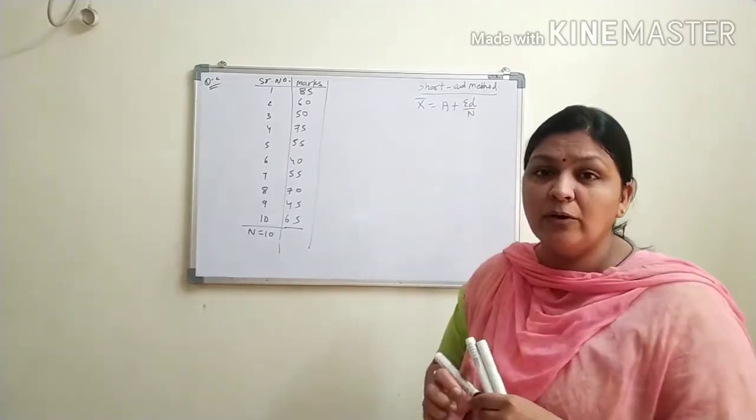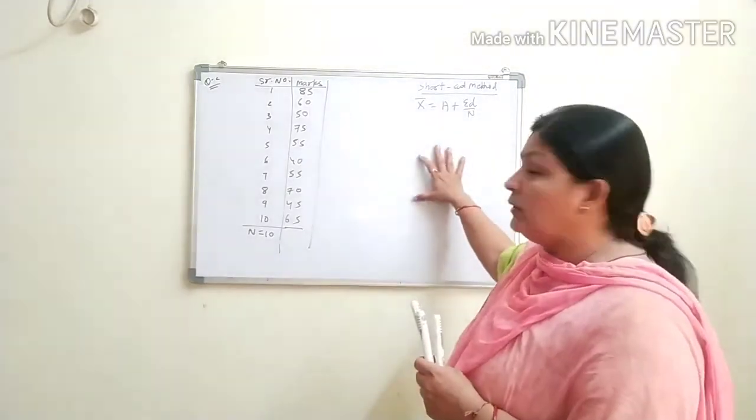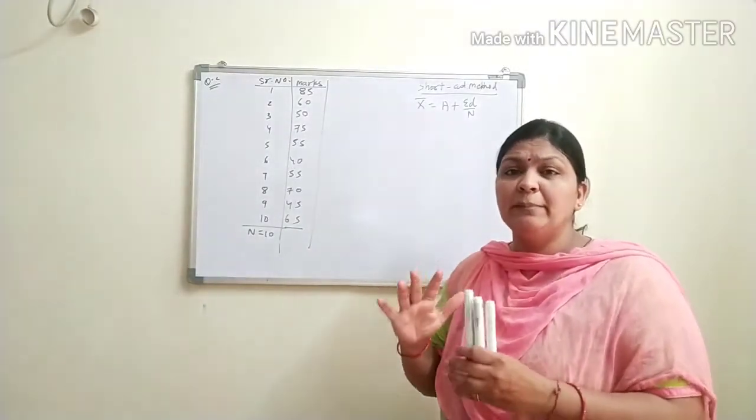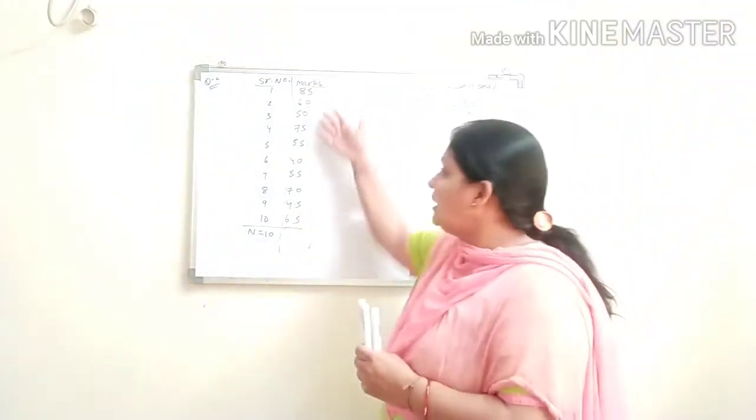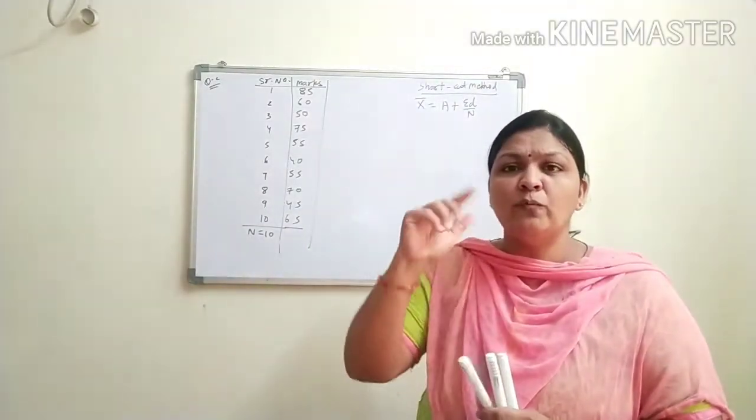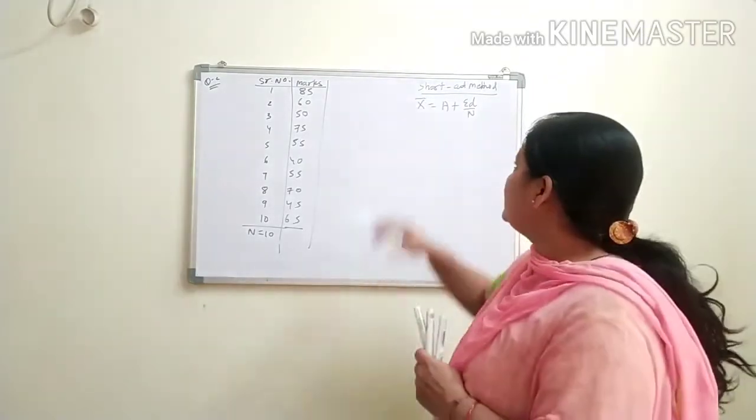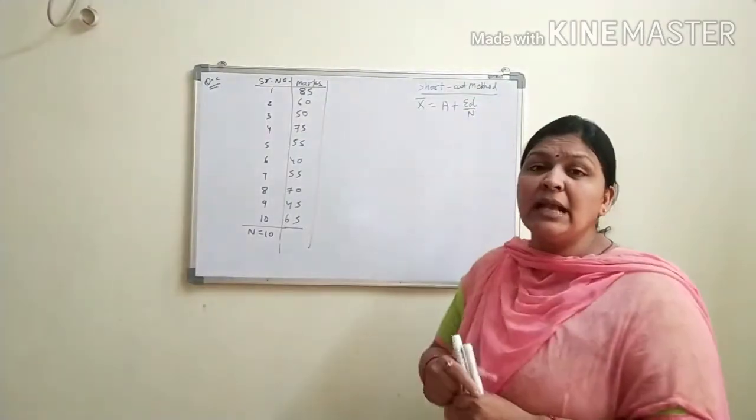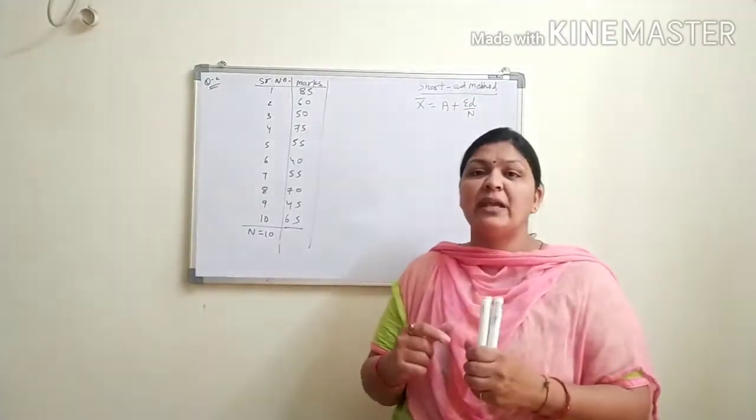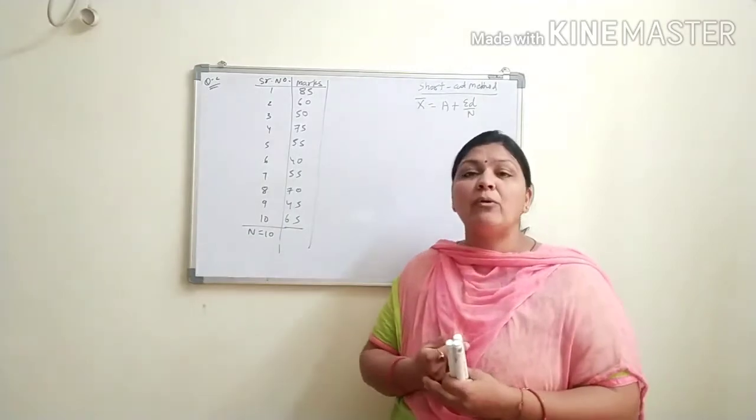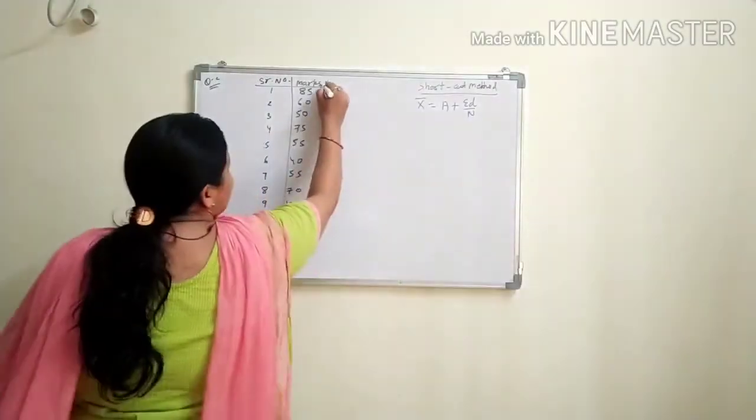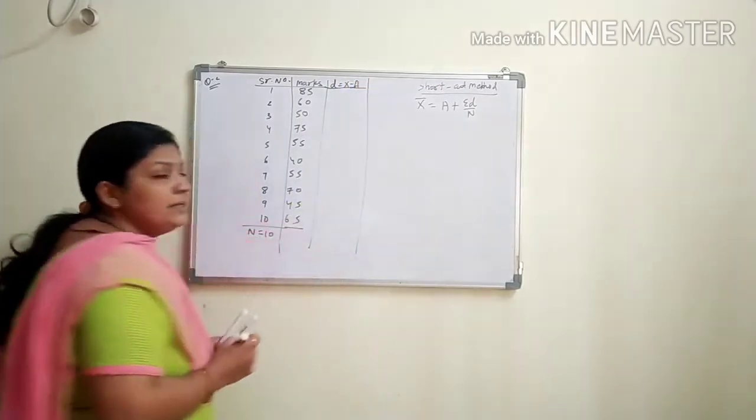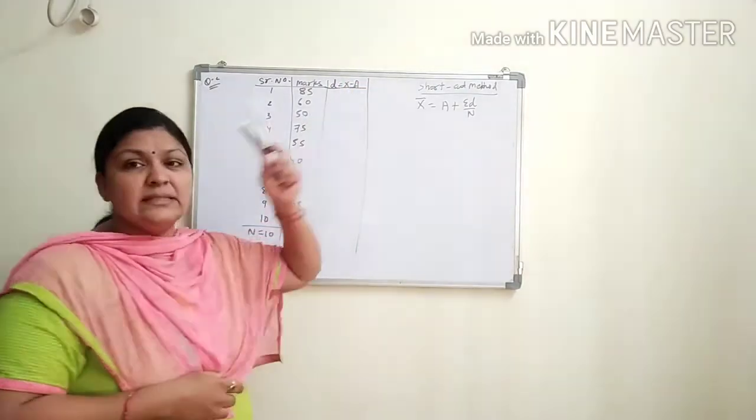See the formula very carefully. What do you mean by A? A is the assumed mean. It means among these observations you assume one figure. That is the assumption. Now d stands for deviations. How can we find d? The formula of d is d equal to x minus A.